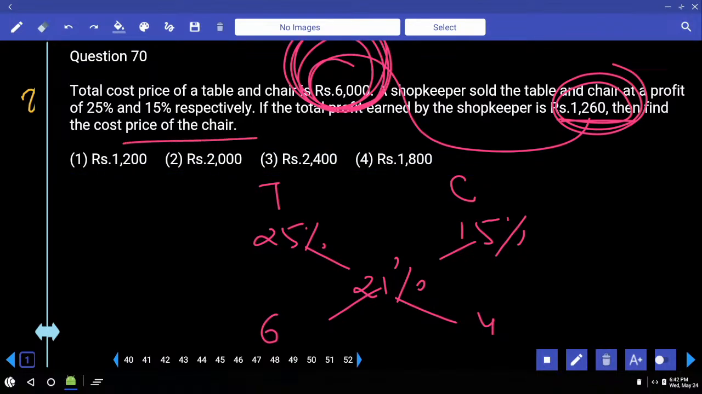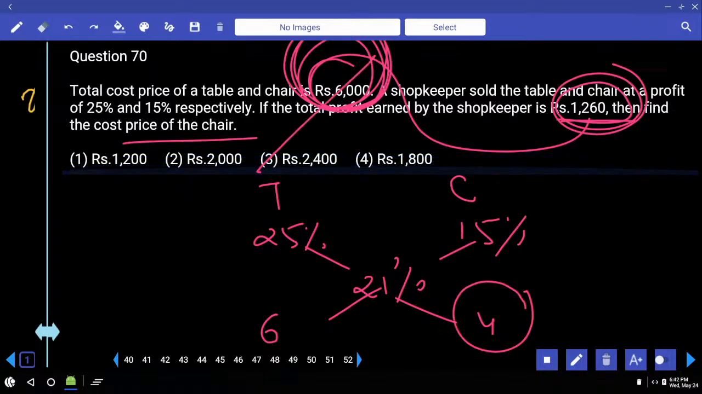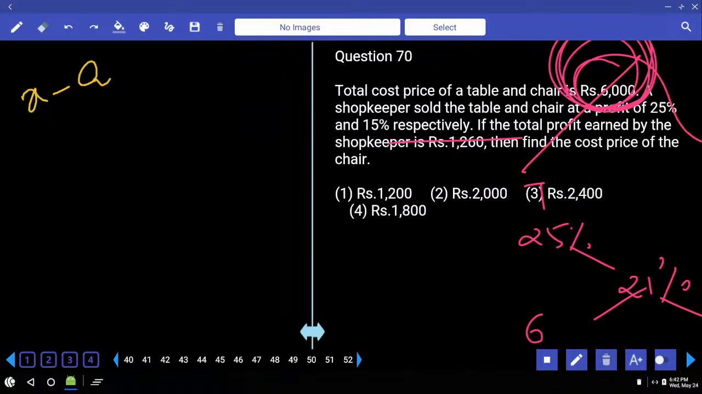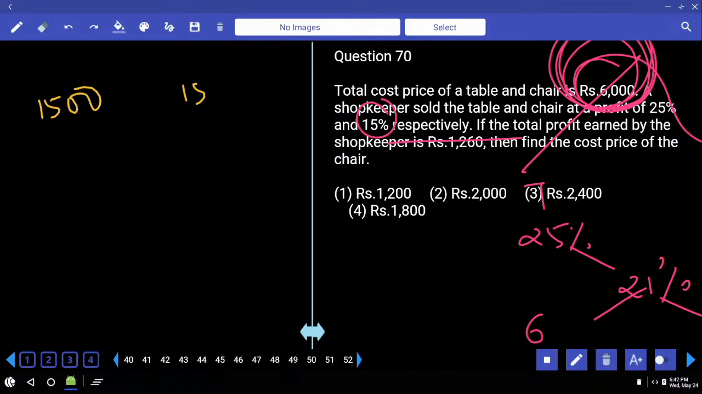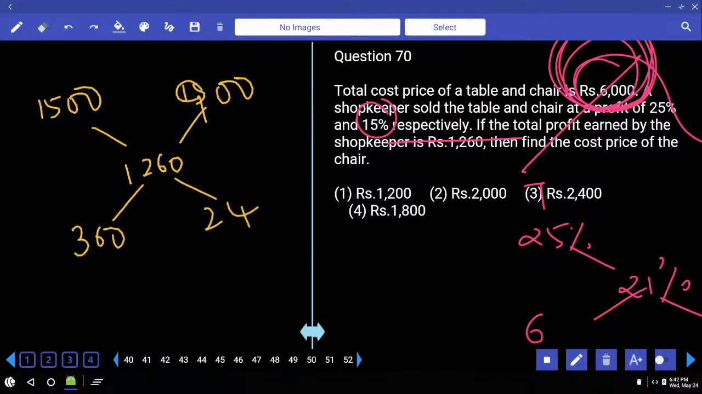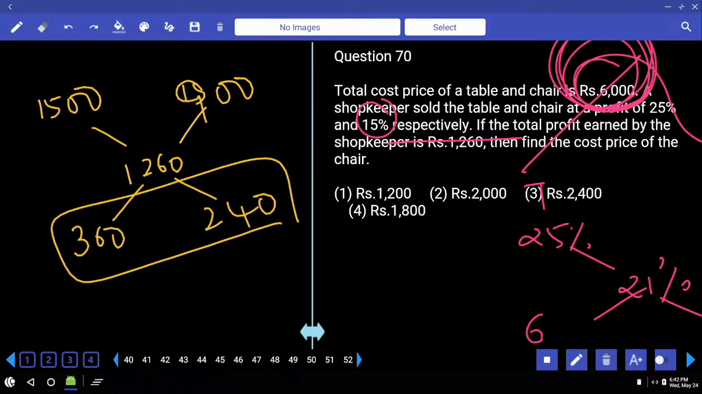He is asking for the price of the chair. 2,400. The other method is finding the 25% of 6,000, which is 1,500. Finding the 15% of 6,000: what is the 15% of 6? That is 900. What is the average profit? 1260. Difference is 360. Difference is 240. So total 600 parts, each part 10. Therefore this should be 2,400 and 3,600. Either convert all the values into figures or all the values into percentages.